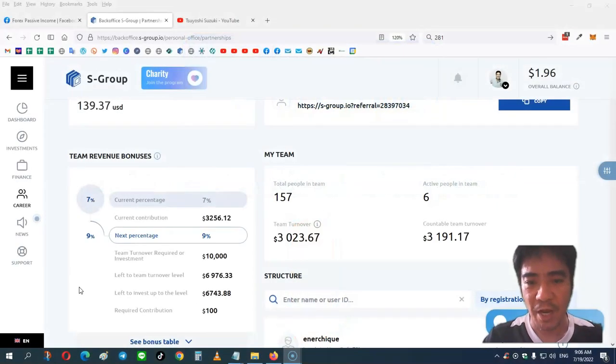Okay, so let's see my account. I had some signups during the weekend, so now I have 157 people in my team, and I got 6 active members, and my team turnover is $3,023.